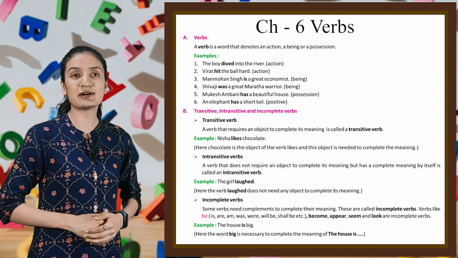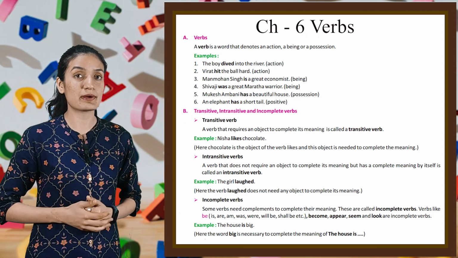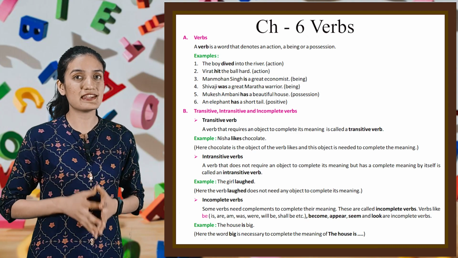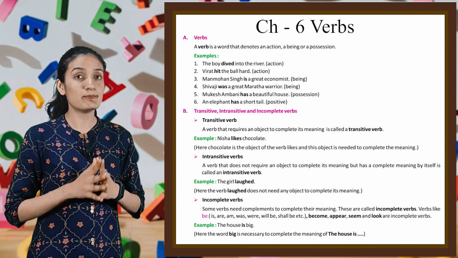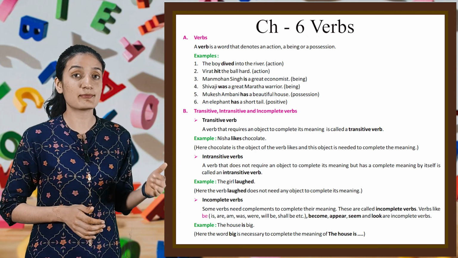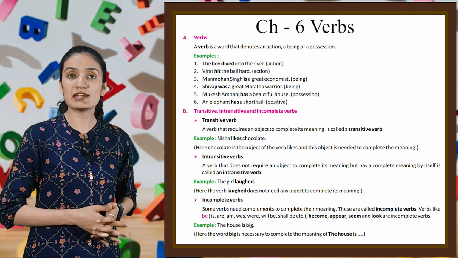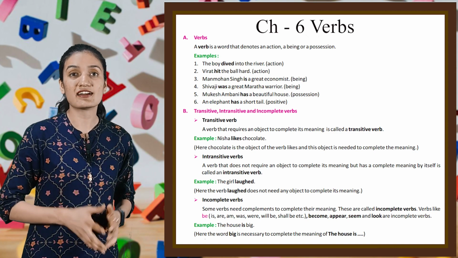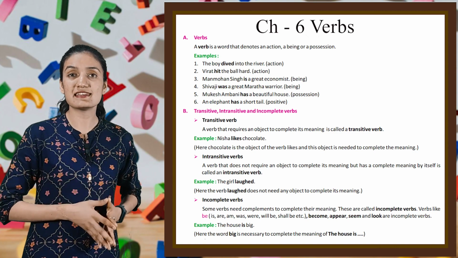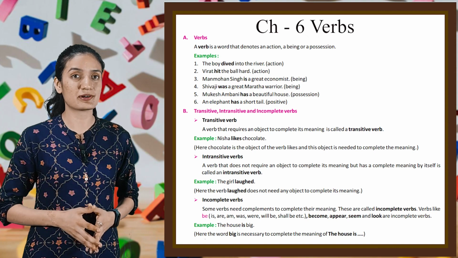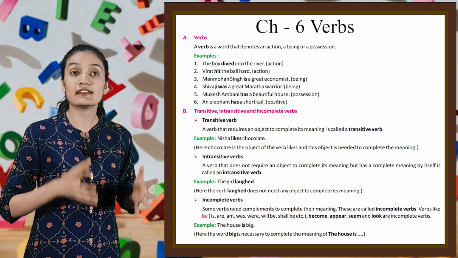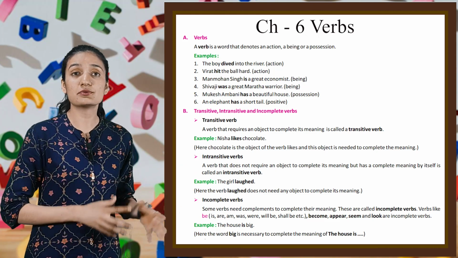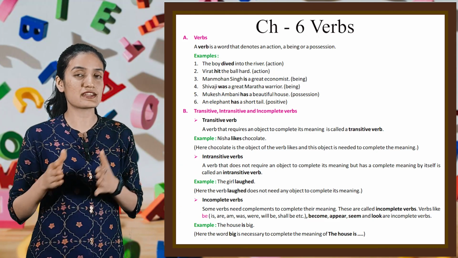Now, incomplete verbs. Some verbs need complements to complete their meaning. These are called incomplete verbs. Verbs like be, is, are, am, was, were, will be, shall be, etc., become, appear, seem and look are incomplete verbs. Here is an example. The house is big. Here the word big is necessary to complete the meaning of the house is.